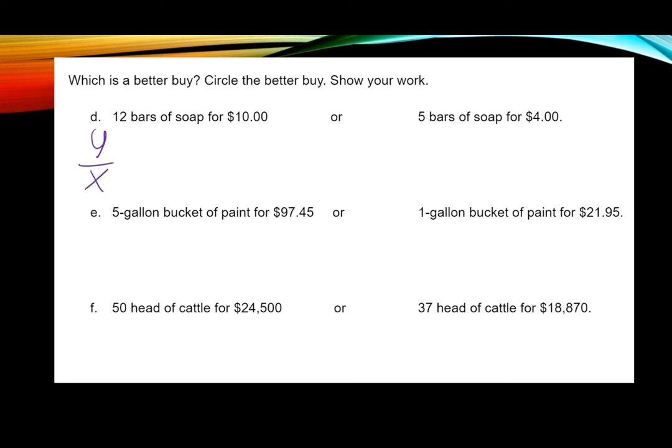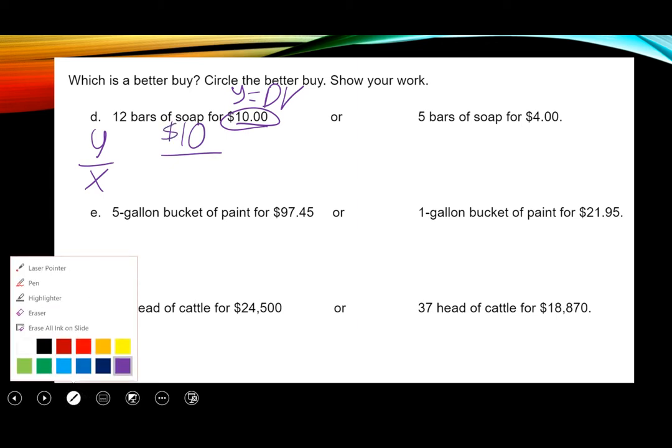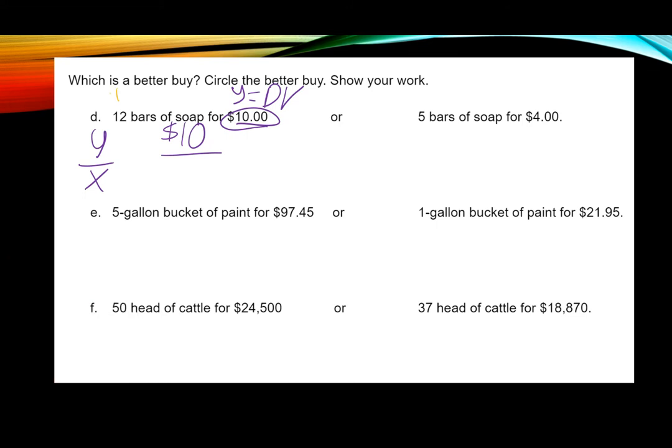And so what is our y or our dependent variable? Well, that's going to be our dollar amount, because our dollar amount, how much we're spending, is going to depend on the bars of soap that we buy, right? You can think about independent variable, the I in independent, that's going to be what I control. So this is going to be our x.